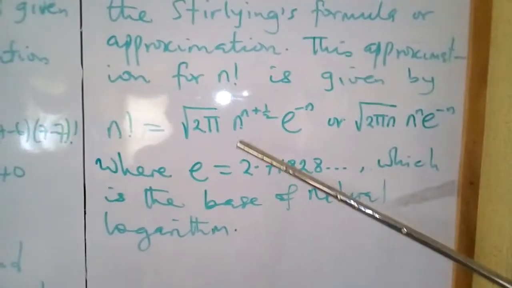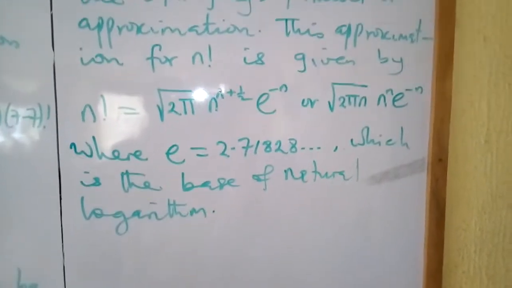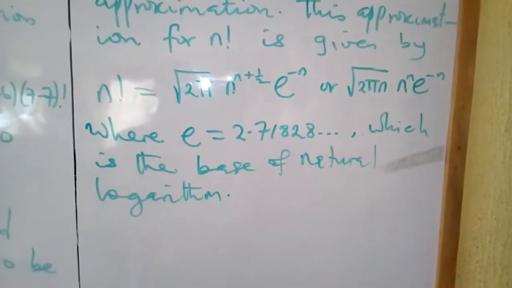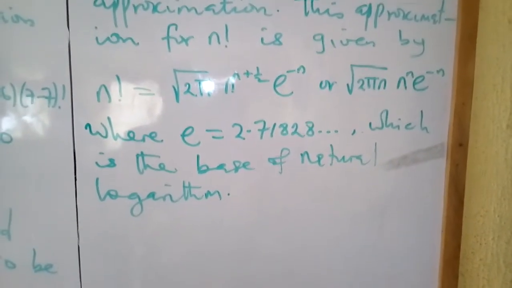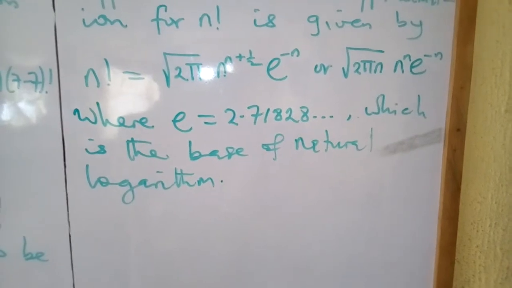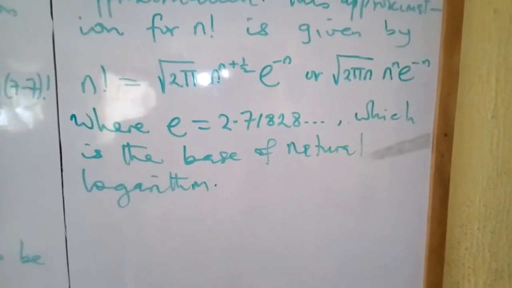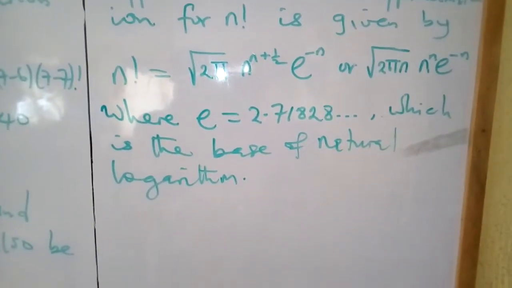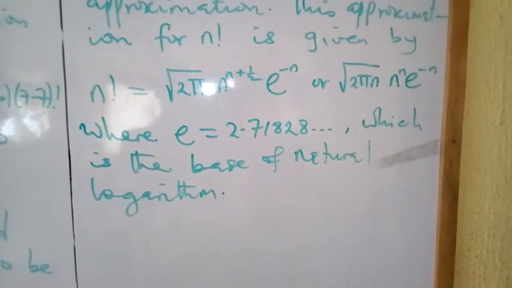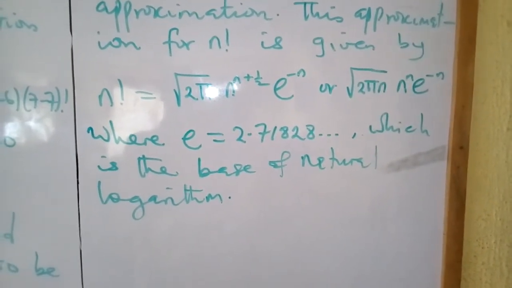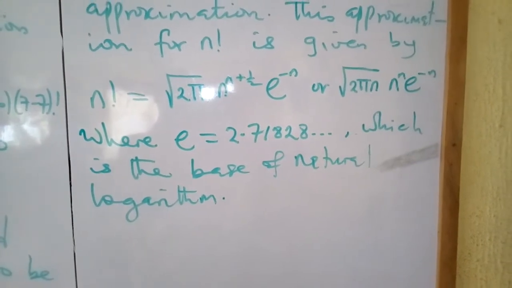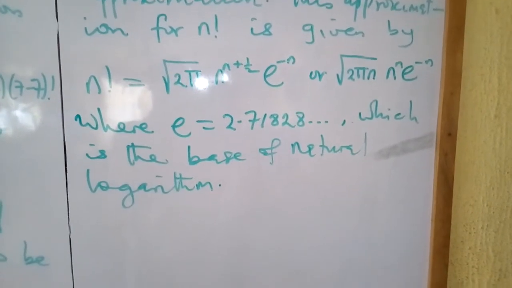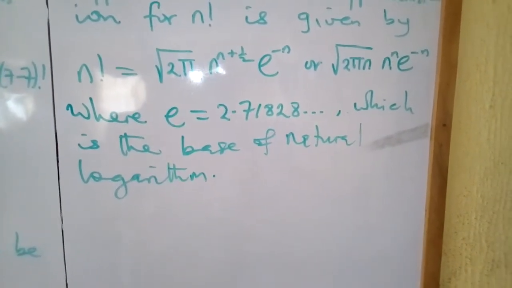Every other letter or expression there is known except e. And we are told here that the value of e is 2.71828. For pi, we know that it's 22/7. Now this e is the base of natural logarithm. So when we take the log of any number to base e, we are talking about natural logarithm or Napierian logarithm.